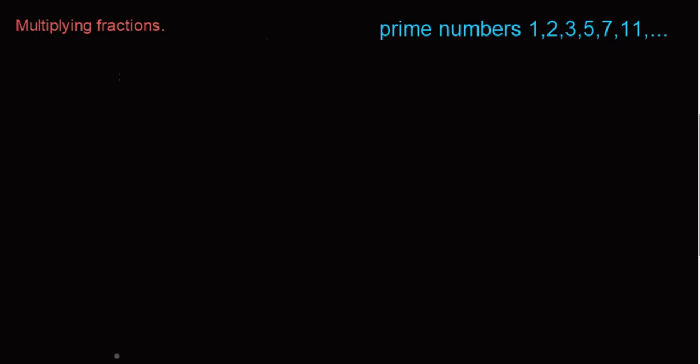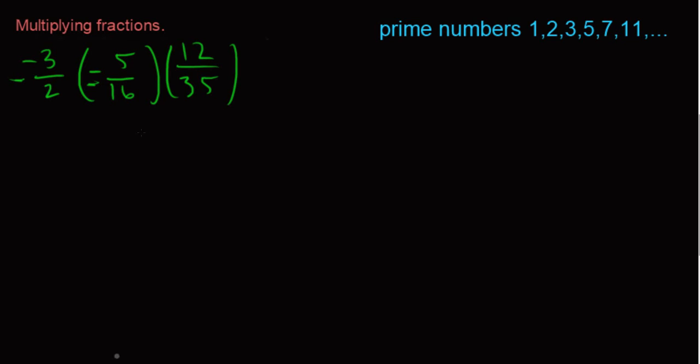Let's look at another example. Feel free to pause the video. I have a negative 3/2 times a negative 5 over 16 times 12 over 35. I'm going to do the same thing, but first, if I have an even number of negative signs, that becomes a positive. So now all of these are positive. I have 3 times 5. I'm going to break the 12 down into 2 times 2 times 3. I'm going to break the 16 into 4 times 2 times 2. I can break this 35 down into 7 times 5.